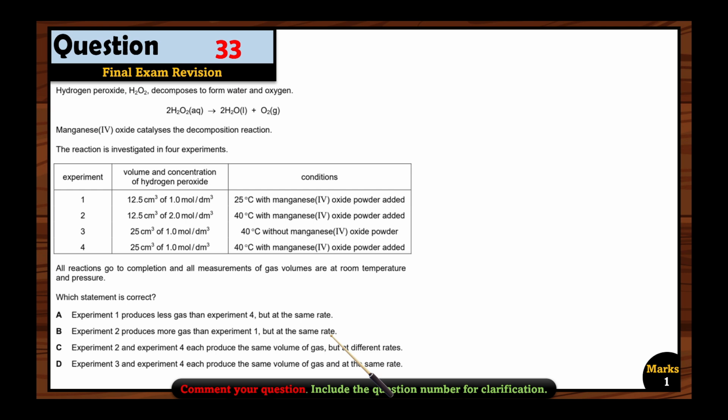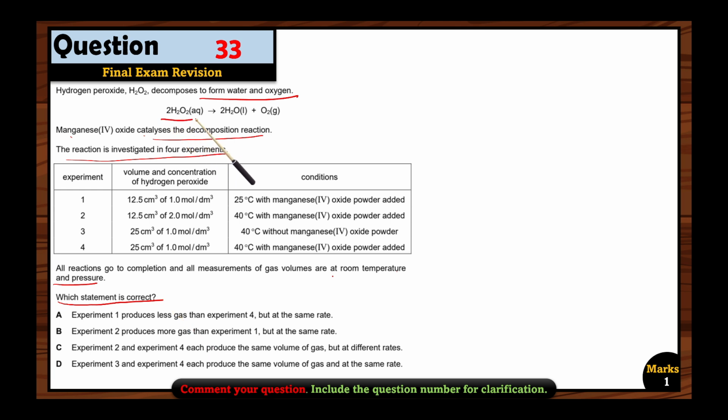Question 33. Let's see. Hydrogen peroxide decomposes to form water and oxygen. Manganese oxide catalyzes the decomposition reaction. The reaction is investigated in 4 experiments, right? All reactions go to completion and all the measurements of gas volumes are at room temperature and pressure. Which statement is correct?